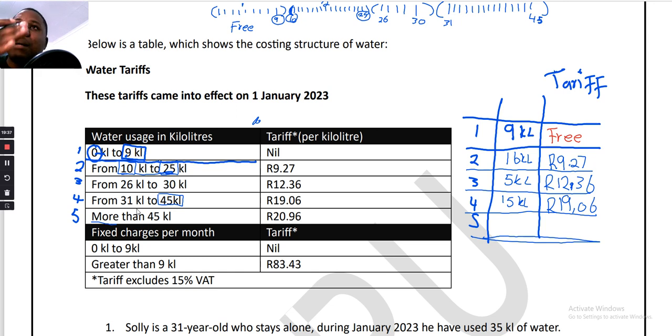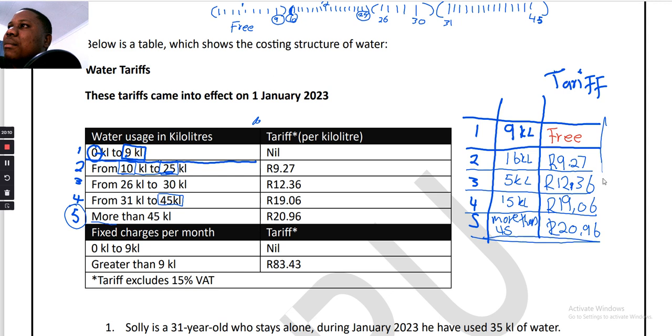So in block number 5, there is no counting that you can do, meaning that there is no maximum kiloliters allocated for this block. This block takes everything that is remaining. I will explain this later on. Okay, so we just take it like that. We say more than 45. And how much do they charge? They charge 20 rand 96 cent.